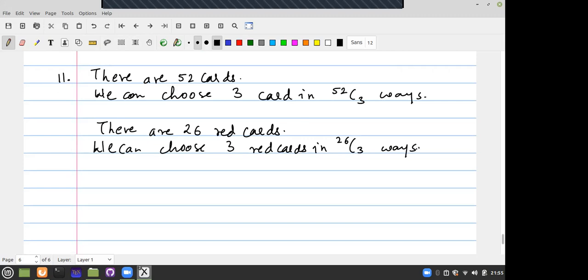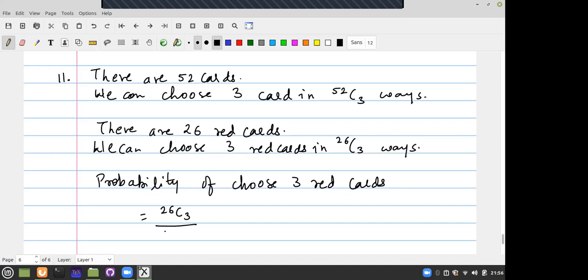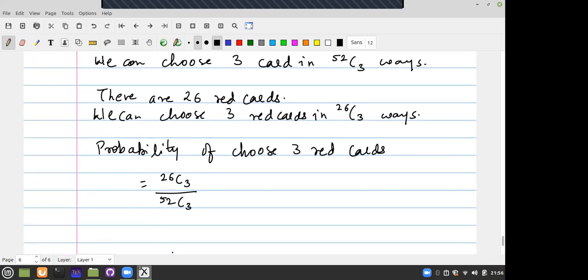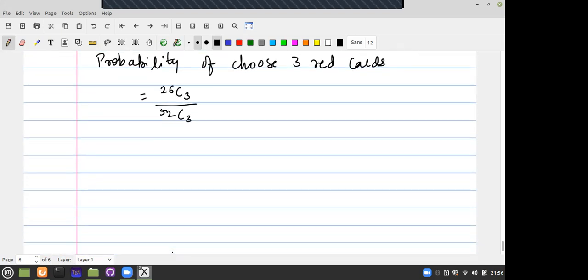So the probability of choosing 3 red cards is 26C3 upon 52C3. Yes or no? Is this clear to both of you? Good. Now let us do this calculation separately and put those numbers over there.